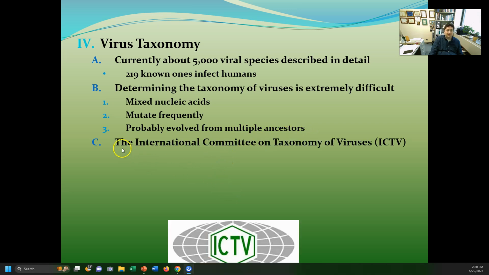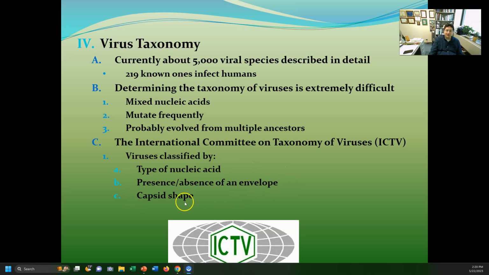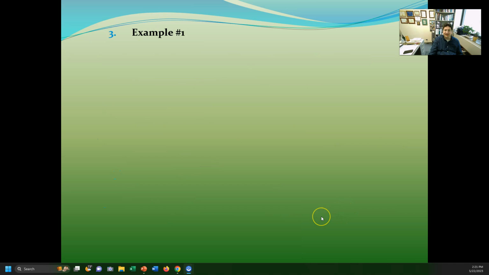There is an organization called the International Committee on Taxonomy of Viruses that classifies viruses, categorizes them, and names them, and they do that by looking at what type of nucleic acid they mostly have, DNA or RNA? Do they have an outer layer called an envelope? And what shape is their protein? Viruses are also grouped into families, genera, and they have common names.